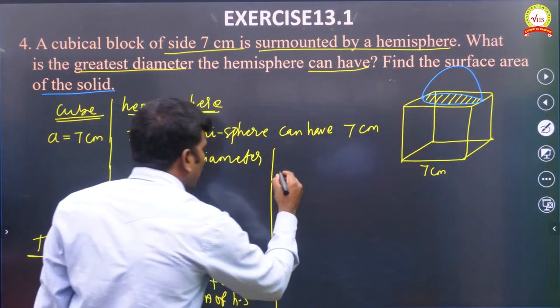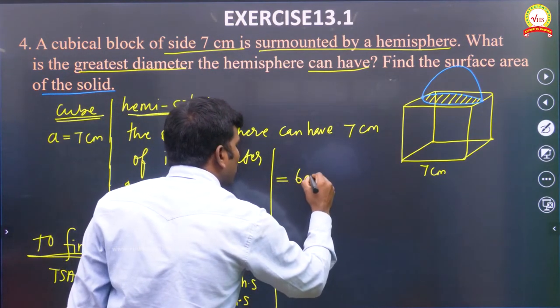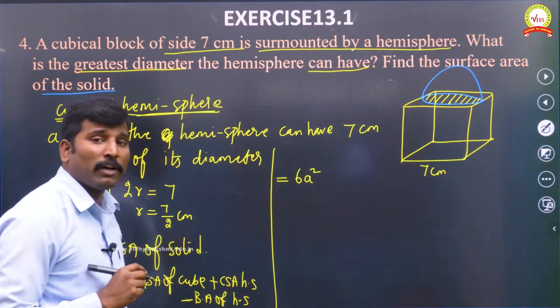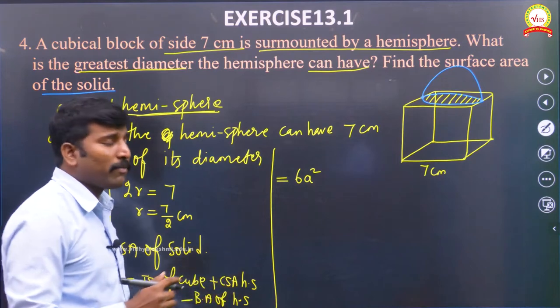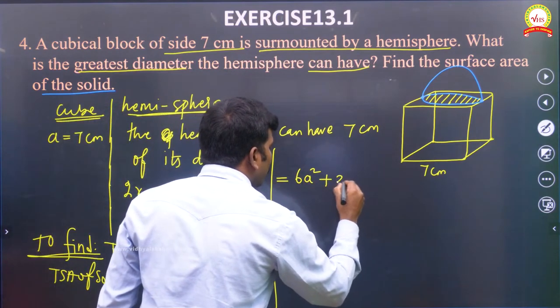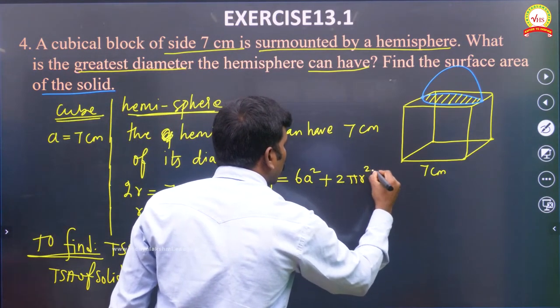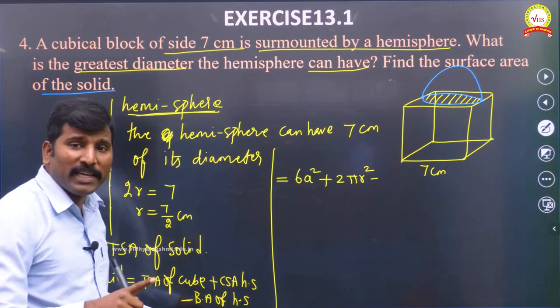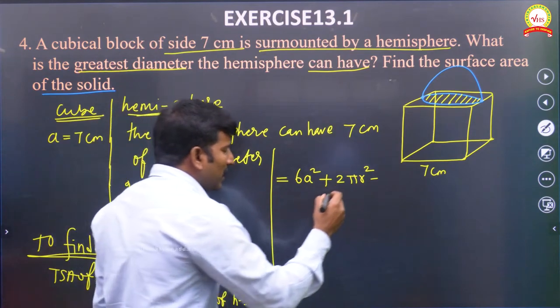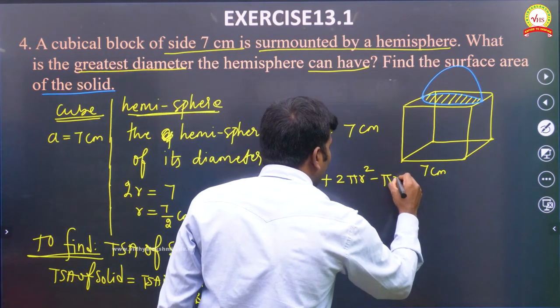Okay, so total surface area, in the sense, 6 times a square. Total surface area of the cube is 6 times a square. CSA of the hemisphere is 2 times pi r square, minus the base area. The base area of the hemisphere is just pi r square.